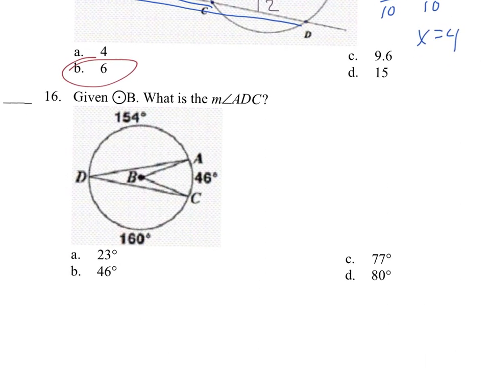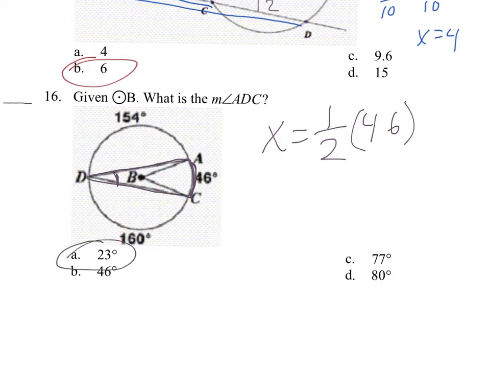Okay, here we go. Looking at this one, what's the measure of ADC? Well, ADC is an inscribed angle, which is equal to, it's the unknown, 1/2 the intercepted arc, which is 46. So 1/2 times 46 is 23, and that's our angle measure, A.